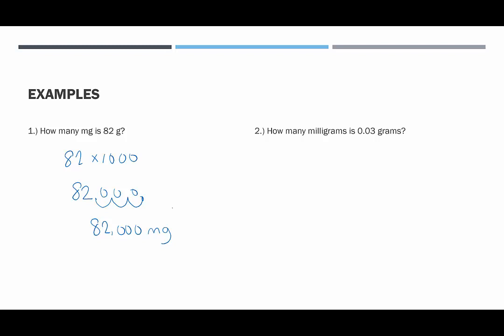How many milligrams is 0.03 grams, or 3/100ths of a gram? Well, we would take 0.03 and multiply it by 1,000. That means we're going to move the decimal point 3 places to the right. So moving it 3 places to the right, 1, 2, 3. We can drop these 2 zeros, right, because we have a whole number now. And we could say that 3/100ths of a gram, or 0.03 grams, is equivalent to 30 milligrams.